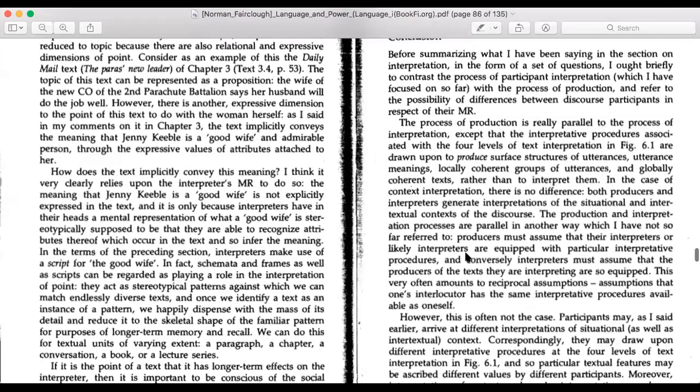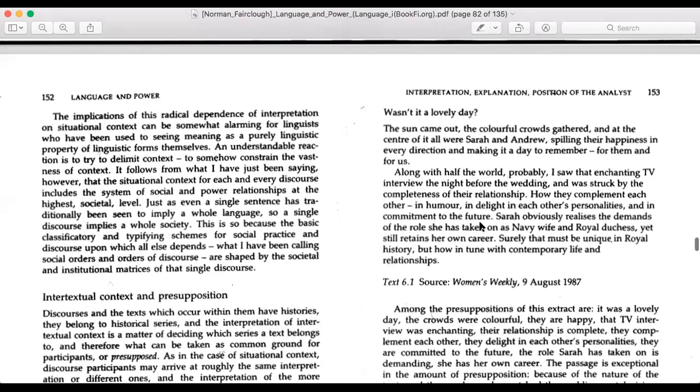Here, wasn't it a lovely day? And now that this discourse is, I would quickly tell you, since this edition is very old, this is about the wedding of Prince Andrew with Sarah Ferguson. Okay, and the marriage did not last long, but it is about describing the wedding day.